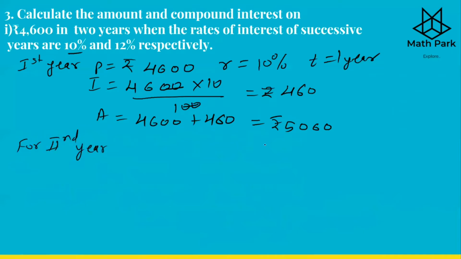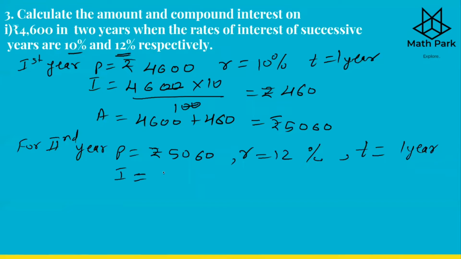Now this 5,060 for the second year is your principal. So your principal is rupees 5,060. The rate of interest is now 12%. The time is 1 year again, because we are calculating only for 1 year. So we get interest is equal to 5,060 into 12 into 1 upon 100.